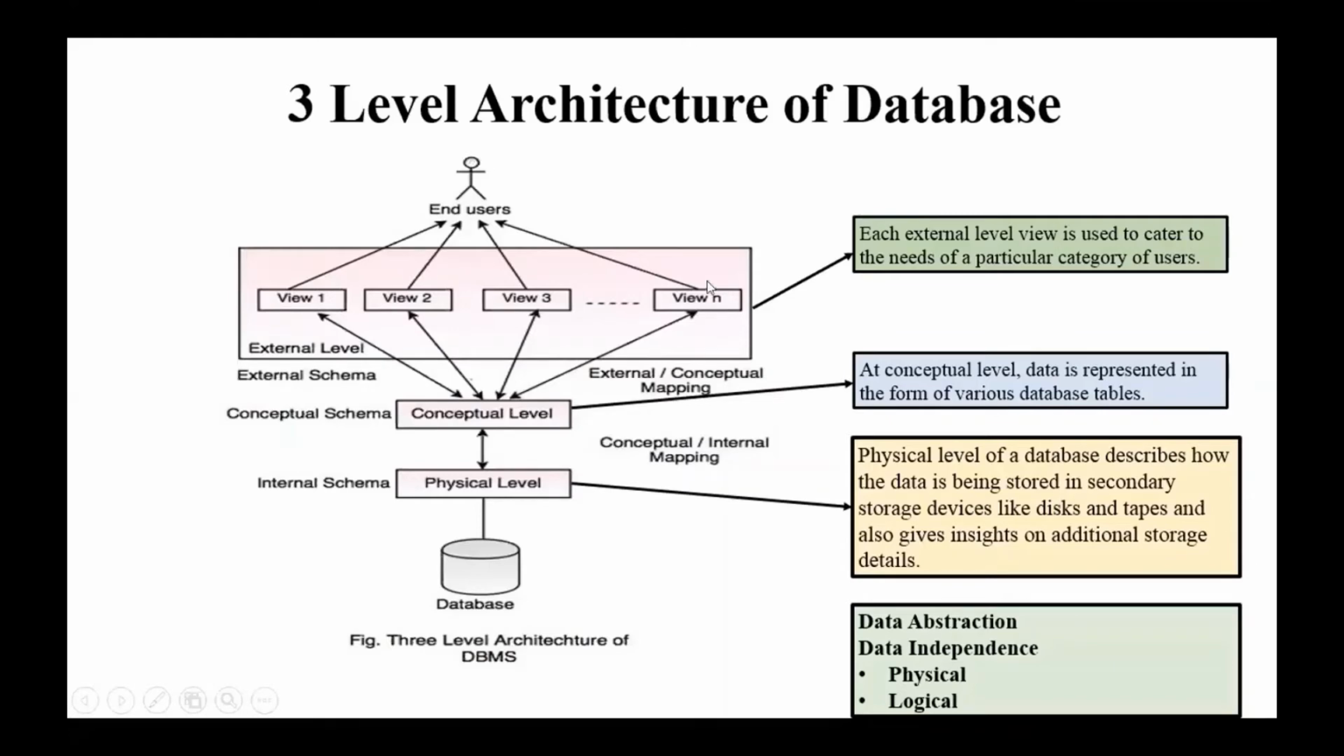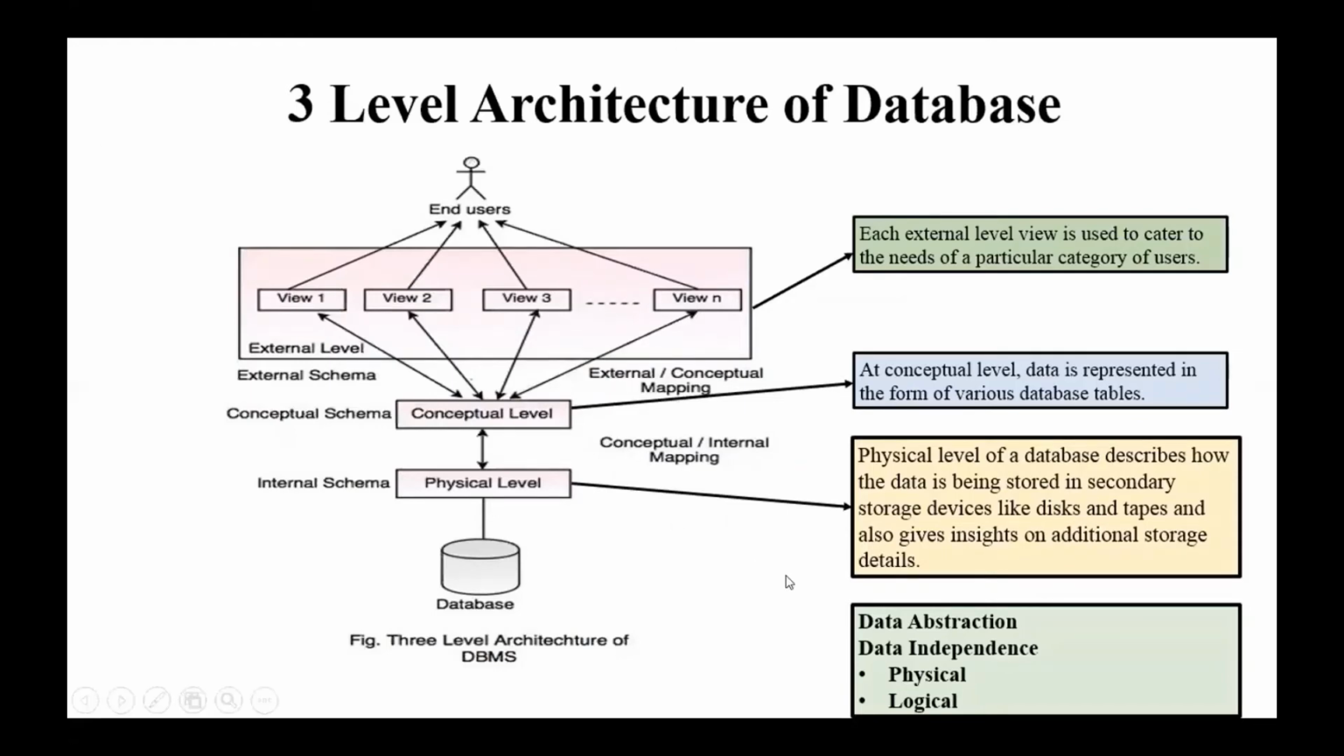Now there is a definition of data abstraction. Data abstraction means suppose you are doing any changes in any of the levels, then it should not be reflected in the other levels, and you are hiding whatever things are located at one level from another level. So data abstraction is always the ability to change your schema.